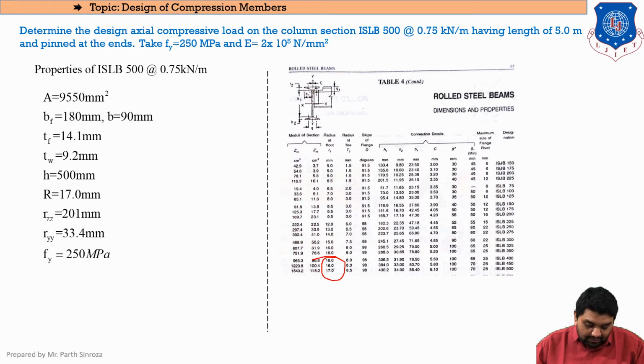We will be requiring this case. Here it is mentioned as capital R. So capital R will be this topic, that is radius at root.